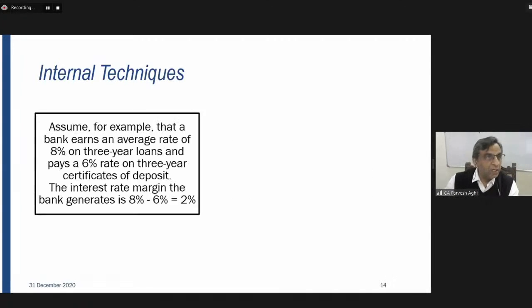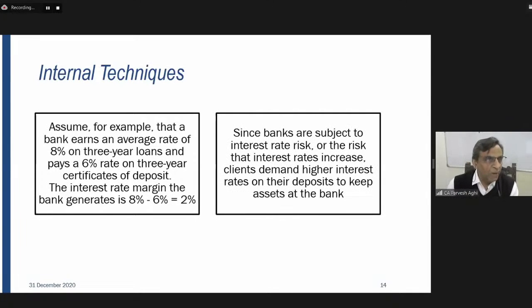So let's understand, there's an example here. Assume, for example, that the bank earns an average rate of 8% on 3-year loans, which it has given to its customer, and pays 6% rate on a 3-year certificate of deposits. So that means the money they have got at 6% and they have lent at 8%. So their interest rate margin, the NIM, the net interest margin, is about 2%. They would like this margin to be maintained even if the interest rate goes up and down.